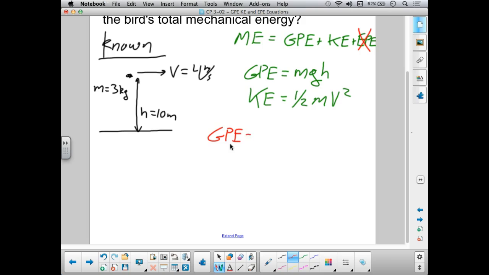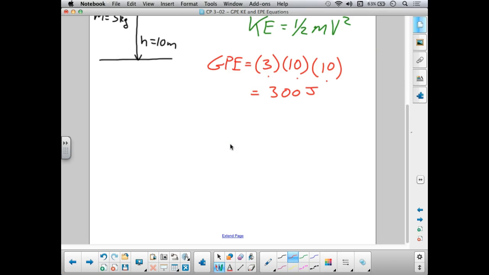My GPE is equal to mgh. So I know my mass is 3 kilograms. Little g is 10 meters per second squared. That's the acceleration due to gravity. And I'm at a height of 10 meters. Let's see. 10 times 10 is 100. Times 3 is 300. So this bird has 300 joules of GPE, 300 joules of gravitational potential energy.